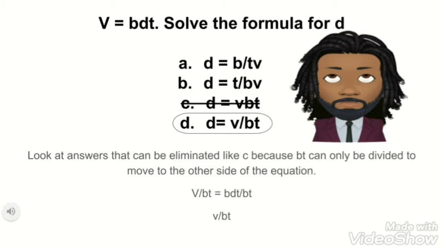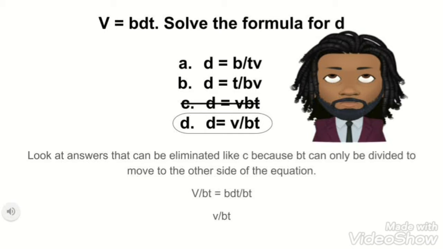And if you get multiple choice answers, make sure you look at the answers and see what you can eliminate. Like in this case, C can be eliminated because it's still being multiplied. You know what I mean? They multiplied B and T to the V. So you already know that's wrong. You know what I'm saying? It can only be divided to move to the other side of the equation.